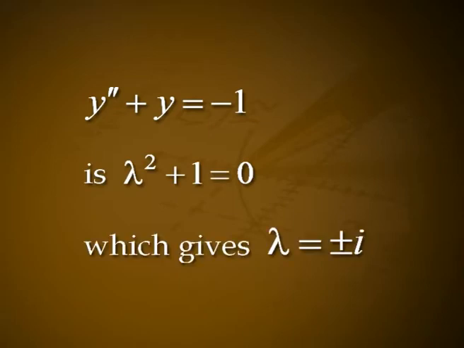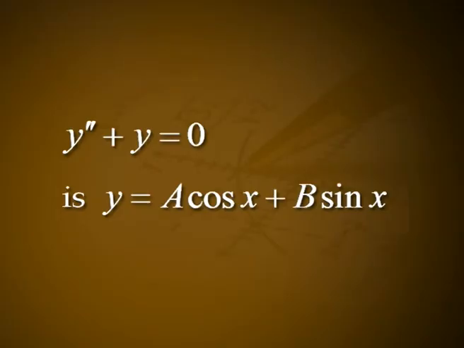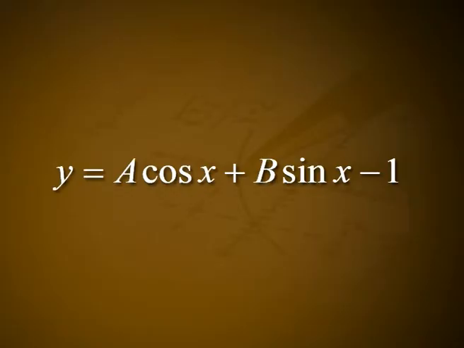Now, to find the exact value, we proceed as follows. The characteristic equation associated with the given differential equation y double dash plus y equal to minus 1 is lambda square plus 1 equal to 0, which gives lambda equal to plus or minus i. Hence, the solution to the homogeneous equation y double dash plus y equal to 0 is y equal to a cos x plus b sin x. Also, y equal to minus 1 is a particular solution to the differential equation y double dash plus y equal to minus 1.